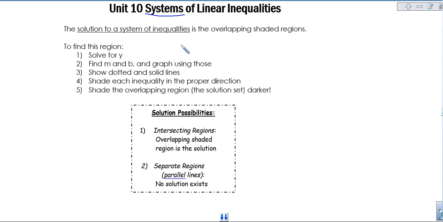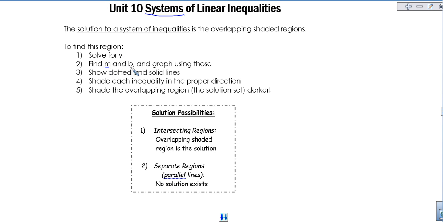The thing that you need to keep in mind is systems of inequalities have a lot of traits that systems of equations have, where the answers were where the lines intersected or touched. Well, here, when we were doing linear inequalities, our answer wasn't necessarily the line as much as the shading. So when we do systems, the solution is where the overlapping shaded regions happen, where the shadings touch.